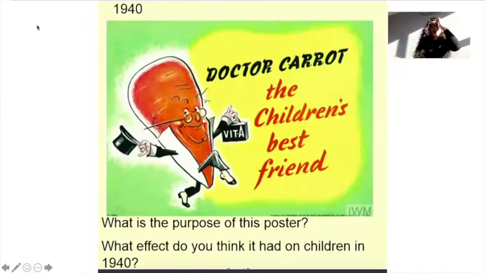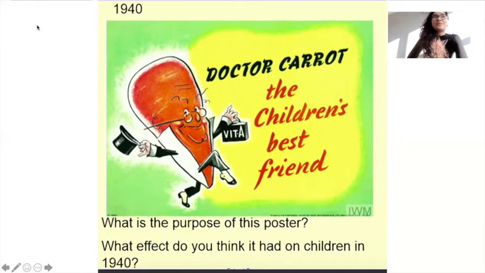Now here is a poster from 1940. It says, Dr. Carrot, the children's best friend. So I would like for you to have a think about these two questions. What is the purpose of this poster? Why was this poster created? And the second question I would like for you to think about is, what effect do you think it had on children in 1940?